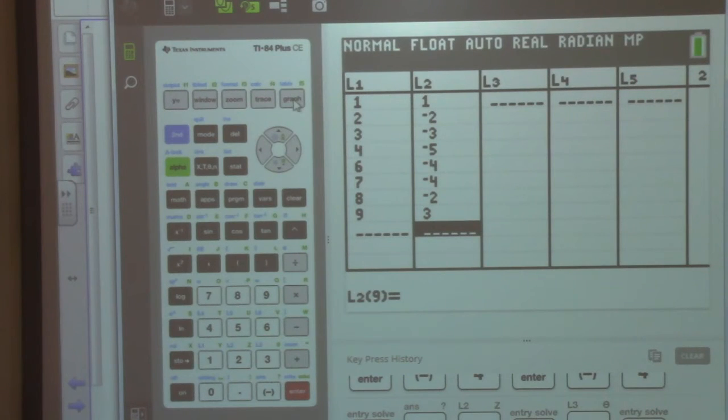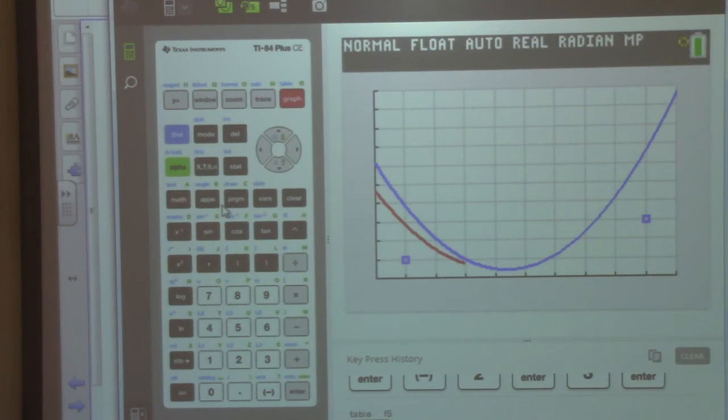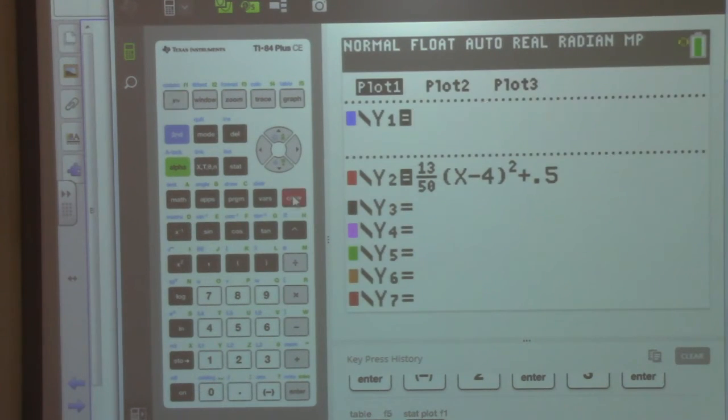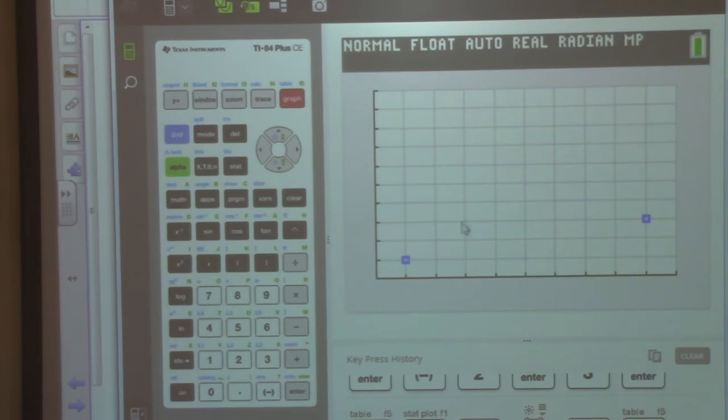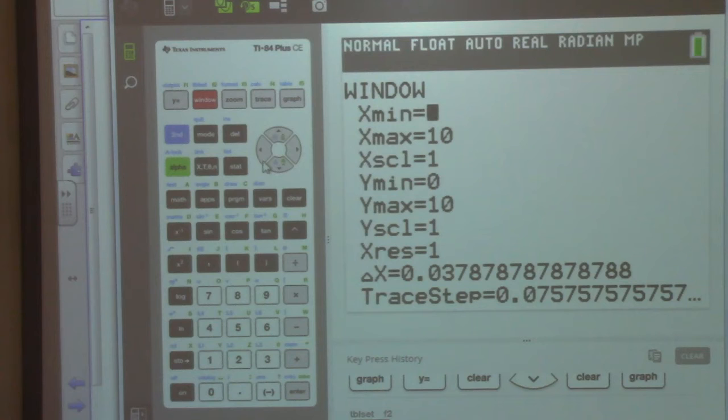Let's go take a look at the graph, see if we match here. Does that match? No, it doesn't. So the graph's not matching, right? What do we have to do to get it to match? You go into Window, but I don't know what to change it to. Okay, let's just look at the window, right? What's going to be a good window here?